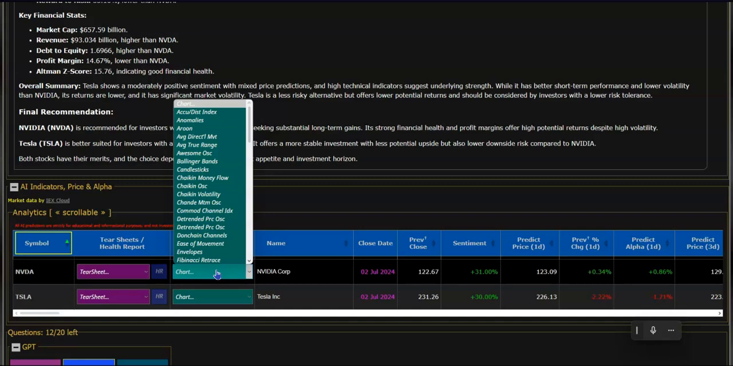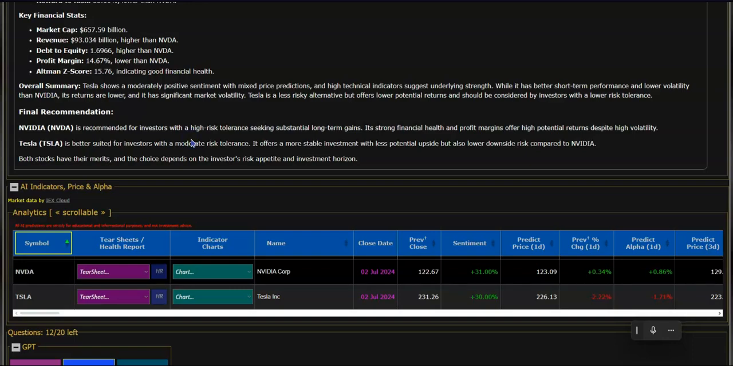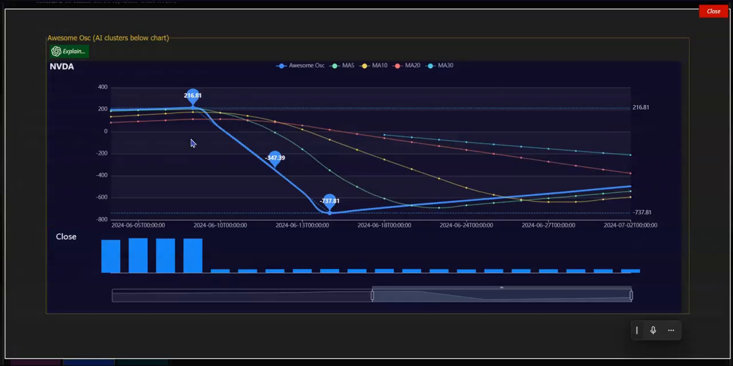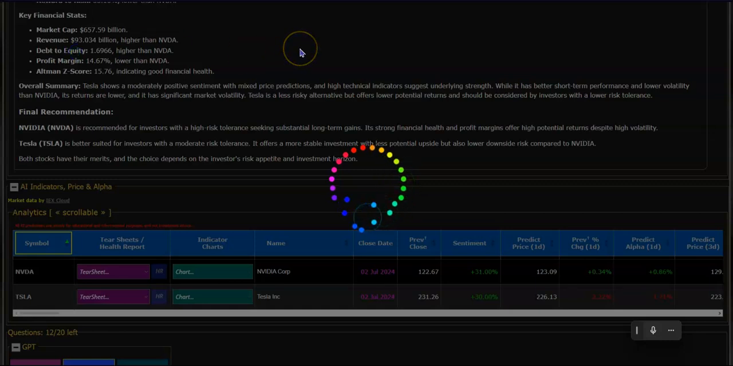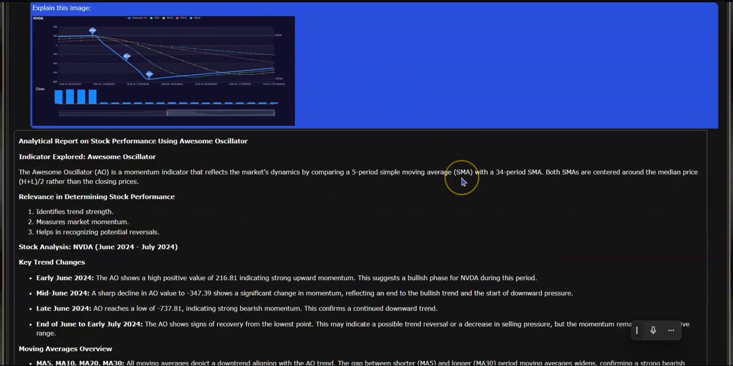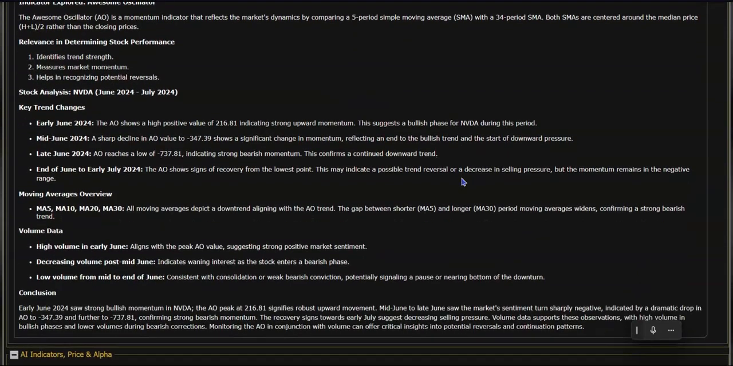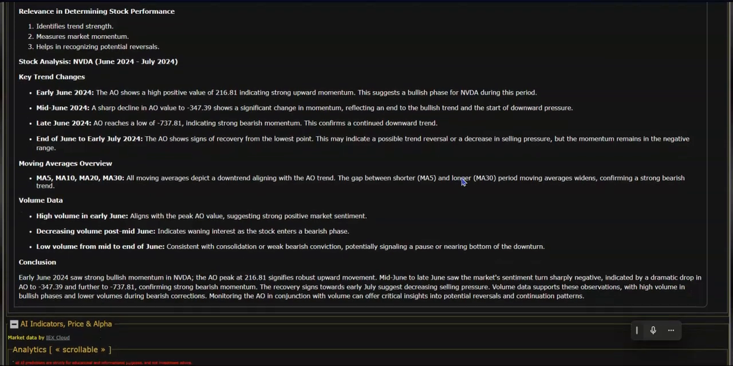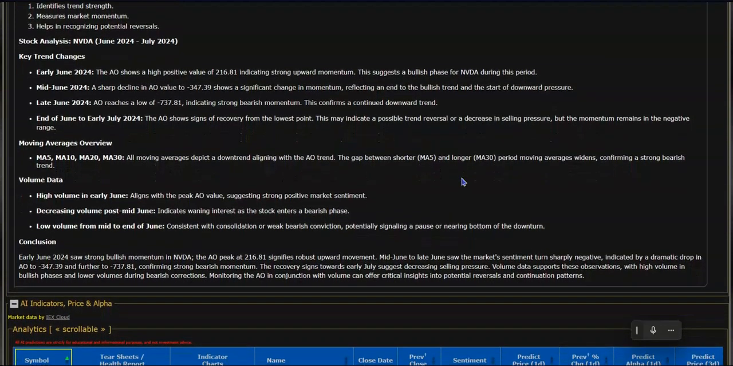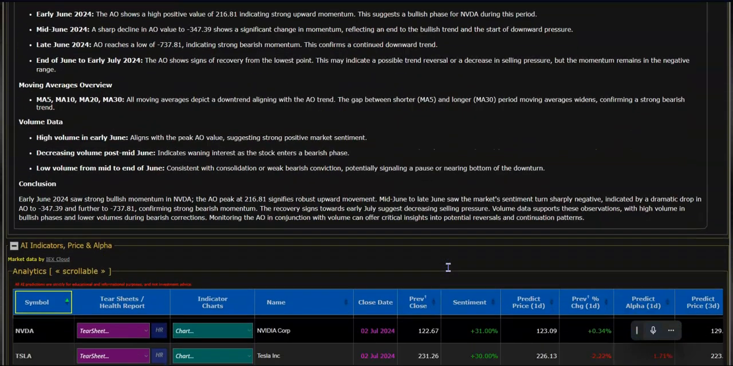So for instance, if you wanted to see the awesome oscillator for NVIDIA chart, it's right here. And if you wanted it explained to you what it is and what it means, since we're using GPT-4o Vision, you simply just export it and you get an assessment of the chart and what it means, in this case for NVIDIA. In this case, it's talking about strong bullish momentum.